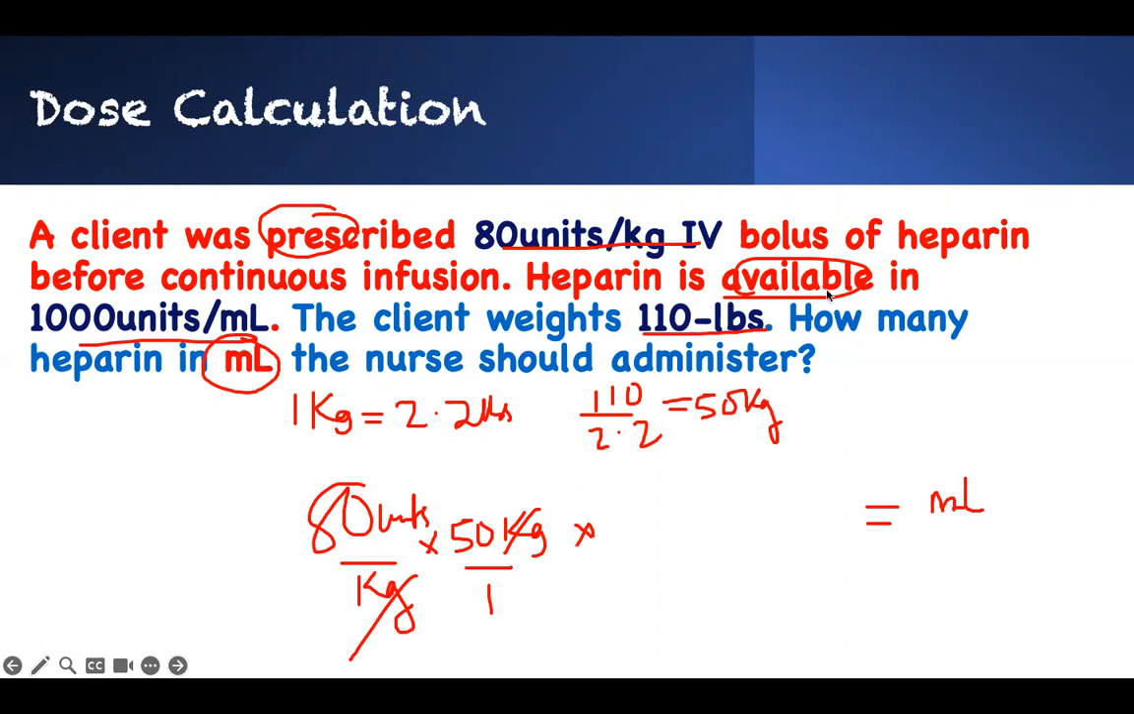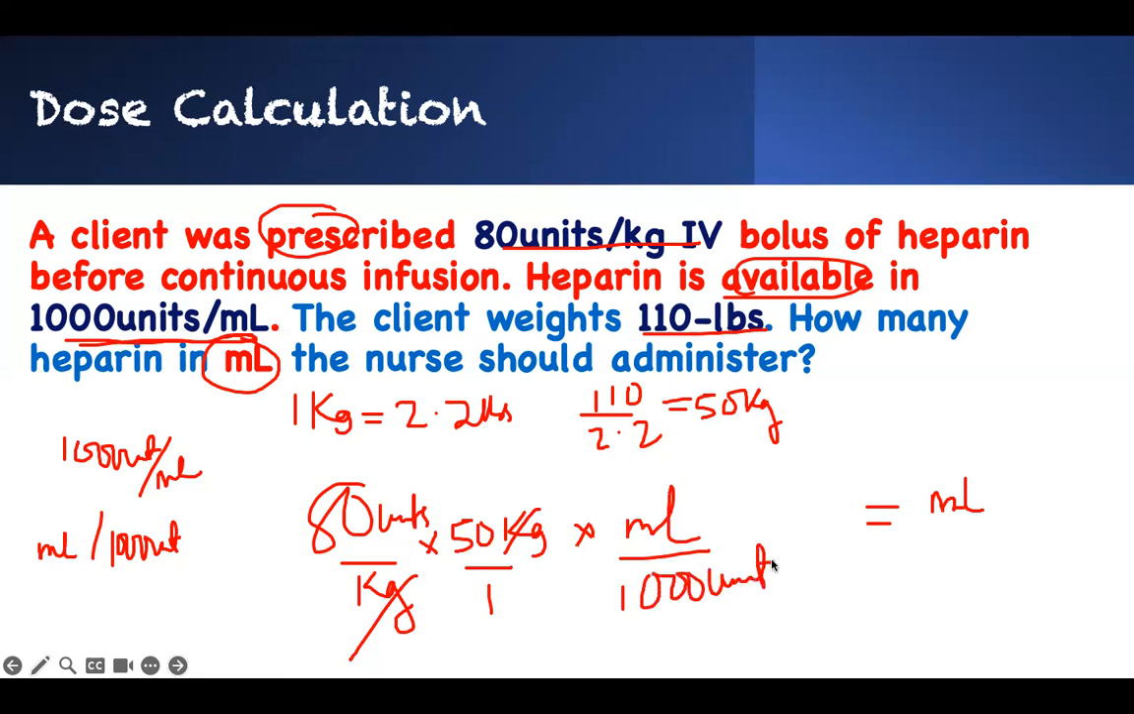What is available? It's available in 1,000 units per ml. This is the problem. Most people have a problem here. Look at the unit. It gives you 1,000 units per ml. Since my answer choice has to be in ml, I just flip it. 1,000 units per ml is the same as ml per 1,000 units. So I put ml up and 1,000 units down. It's the same thing. You're done. The units cancel.